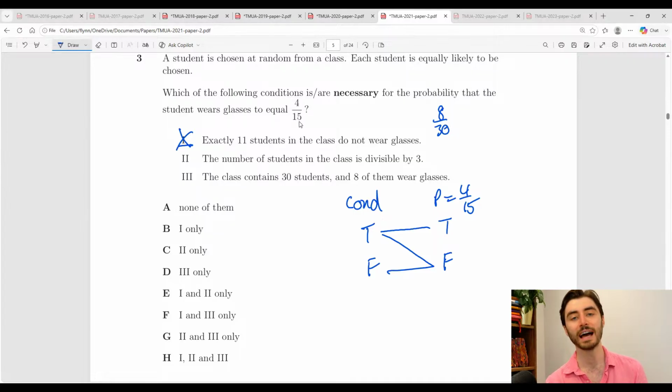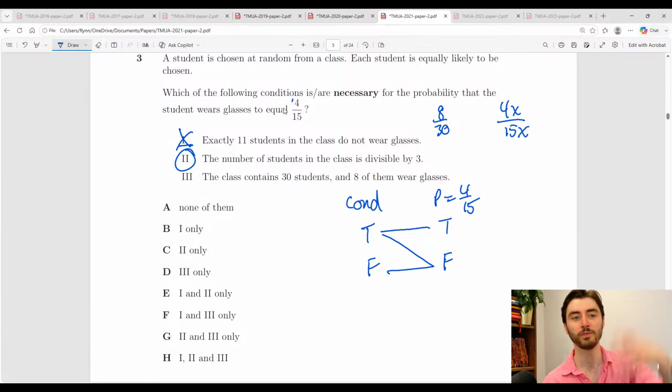Well, it has to be out of 15. It has to be, so we can scale this up. So it can be 4x over 15x. But that does have to be true. If so, that's what we did here. We said x is equal to 2 got us to 8 over 30. That's how we knew you didn't need exactly 11 students.